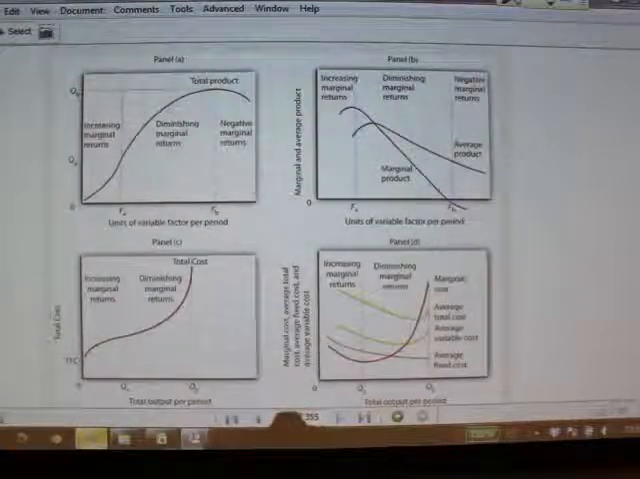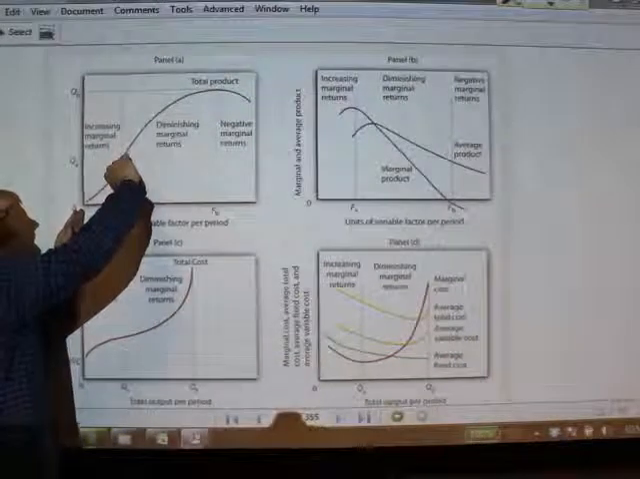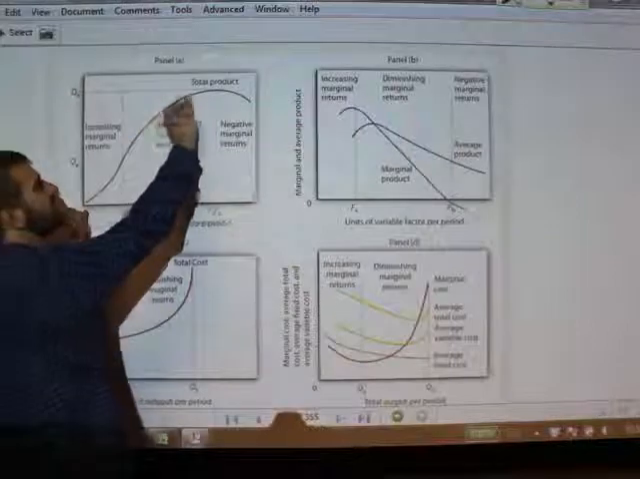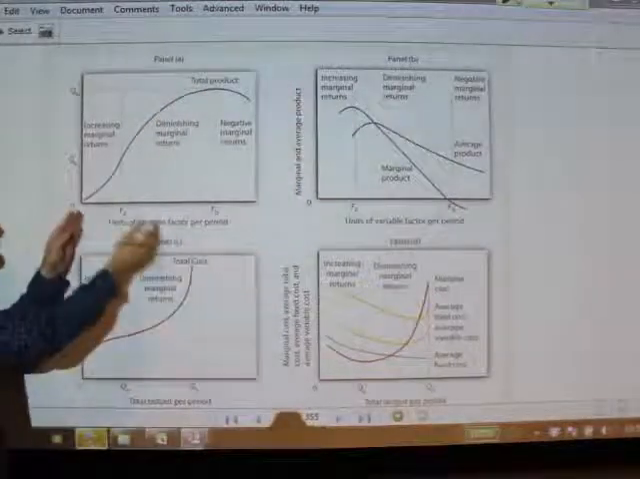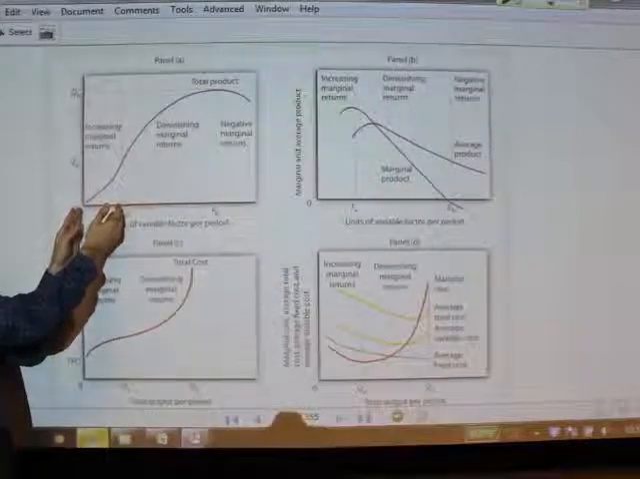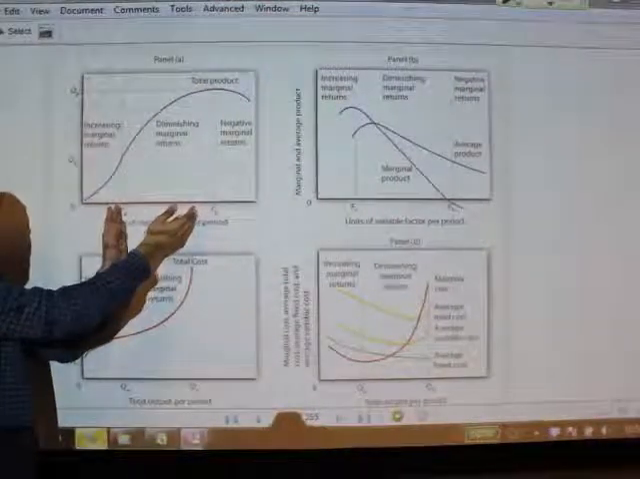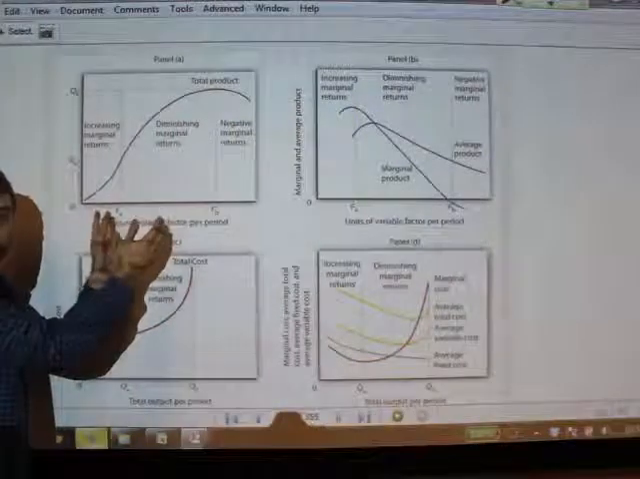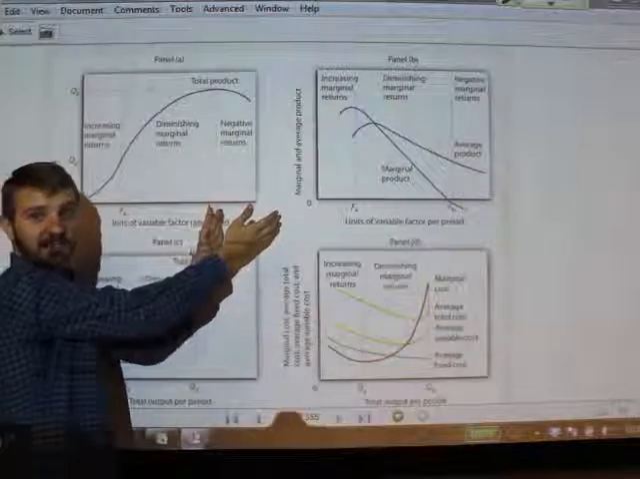And so the total product curve, initially it's increasing at an increasing rate. Then it's increasing at a decreasing rate. And then finally it's just decreasing. So here we have increasing marginal returns, the synergies. Here we have diminishing marginal returns. We have people starting to run into each other, too many cooks in the kitchen. And then here we have a serious too many cooks in the kitchen problem.